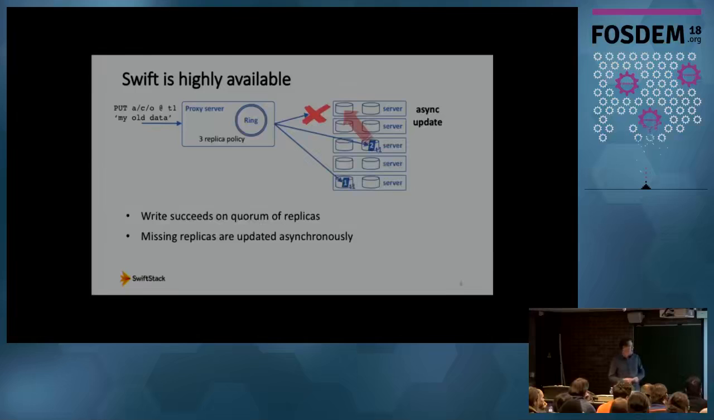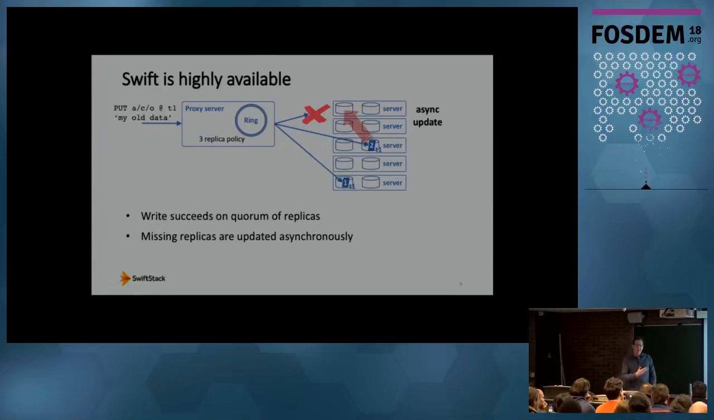So in the example I'm using here of a 3 replica storage policy, Swift will consider a write to be successful if 2 of the 3 replicas, if a quorum, have been written to disk. And here you can see, for some reason, the 3rd replica has failed to be written. Maybe there's a network failure, disk has failed, congestion, whatever reason. But we have 2 replicas written, and Swift considers that a quorum, and so the write has been successful.